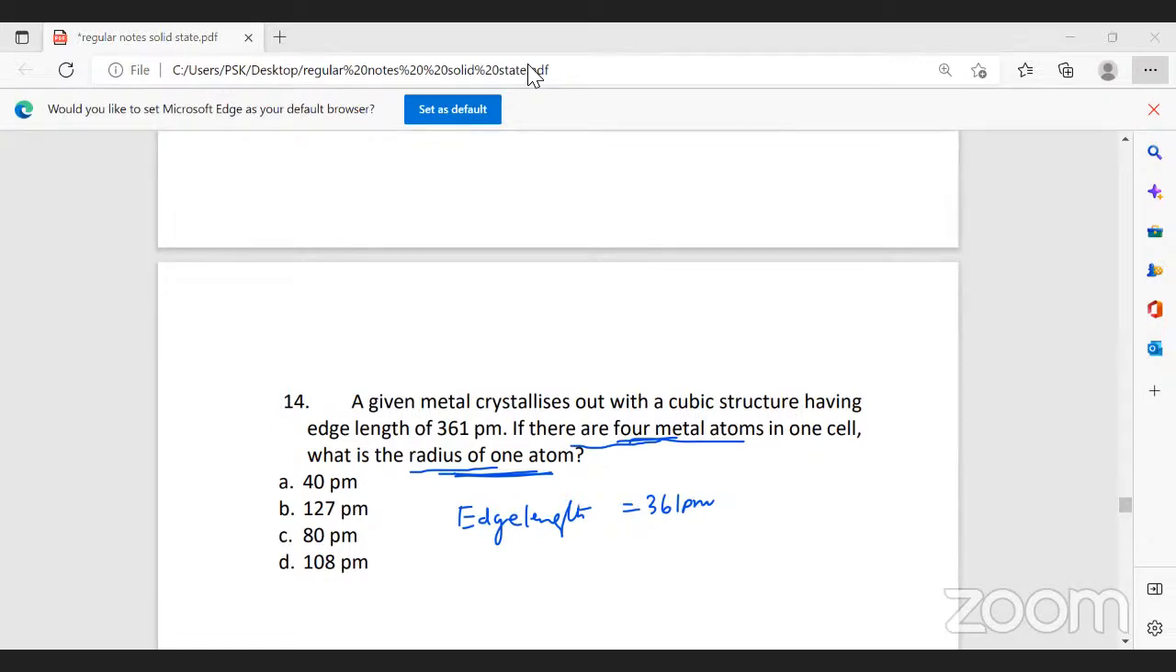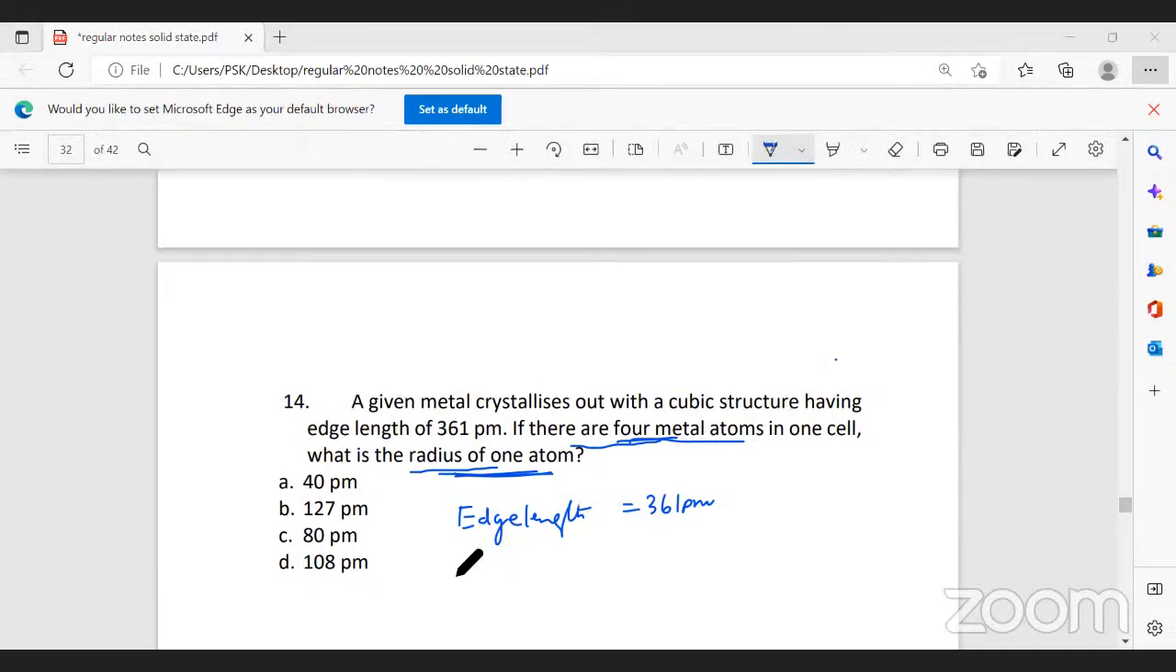Particles is equal to 4. What is equal to 4? Number of particles. 4 particles. What does it mean? FCC. Very good. That means Z is 4. It means it has what cubic structure? It has a face center cubic structure.